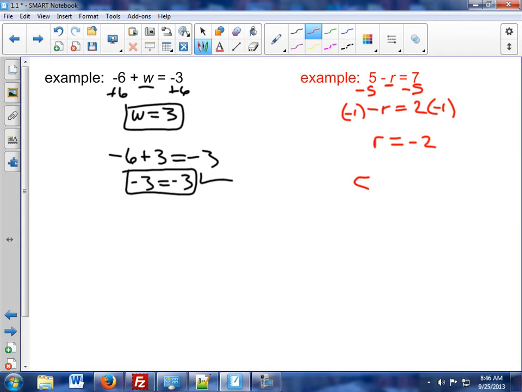Now to check this, we're going to put 5 minus minus 2. 2 minuses become a plus. 7 equals 7. How many people have negative 2? Nice job.